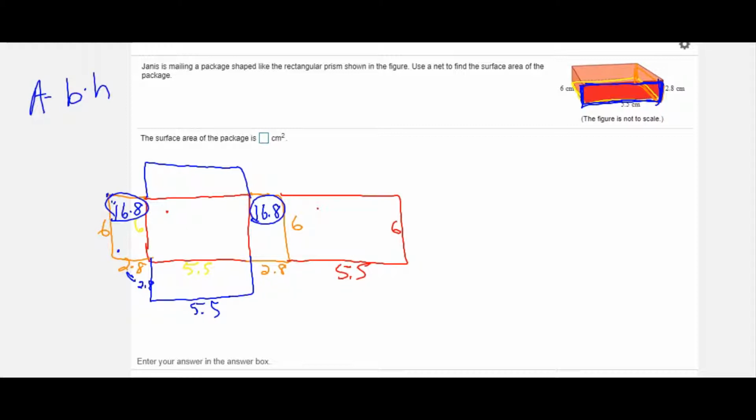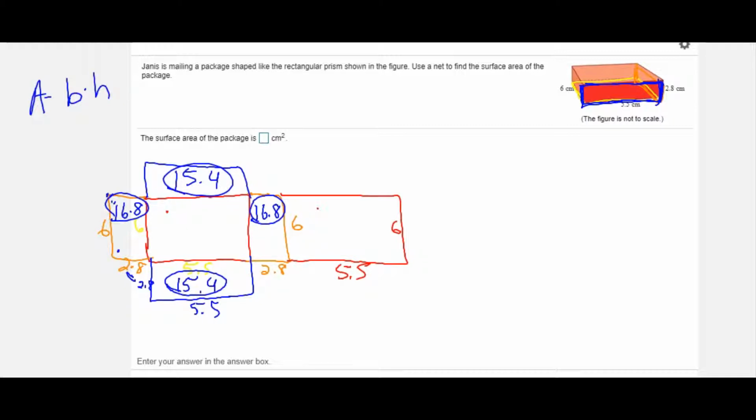Now I need to find my area of my front and back face. So I have to multiply 5 5/10 by 2 8/10 because that's a rectangle. And once I multiply 5 5/10 by 2 8/10, I end up with 15 4/10 centimeters squared. And since my front face has the same exact dimensions as my back face, I know they're going to have the same exact area.